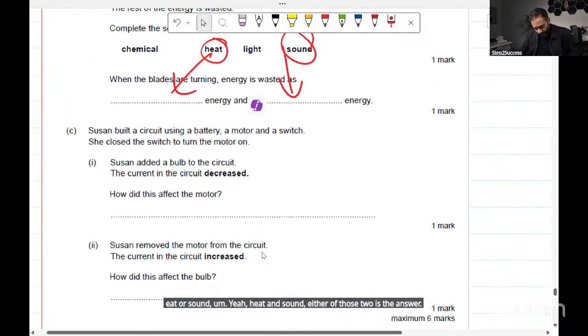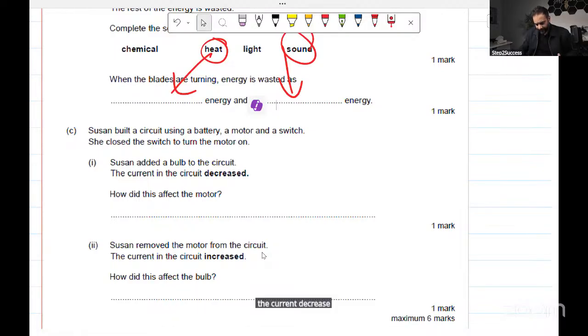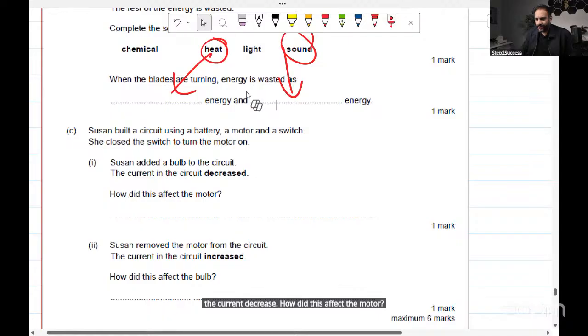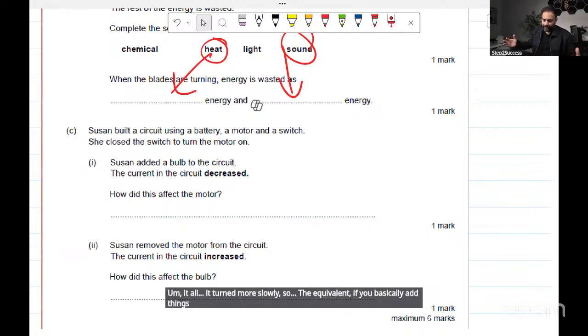Susan built a circuit using a battery, motor and a switch. She closed the switch. The current decreased. How did this affect the motor? It turned more slowly. So if you add things to a series circuit, you decrease the current in the circuit, which means that everything in it will work less well. So a light bulb will be less bright. A motor which spins will spin more slowly.